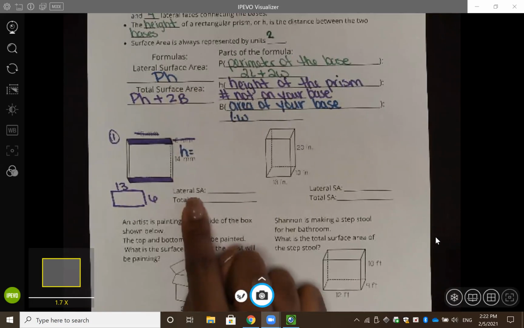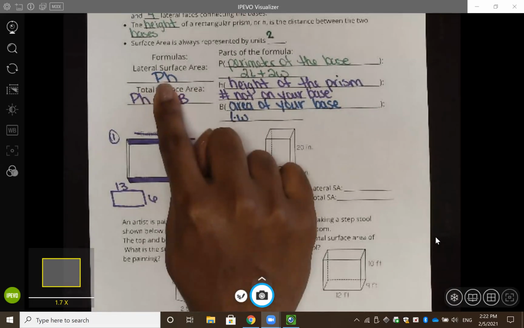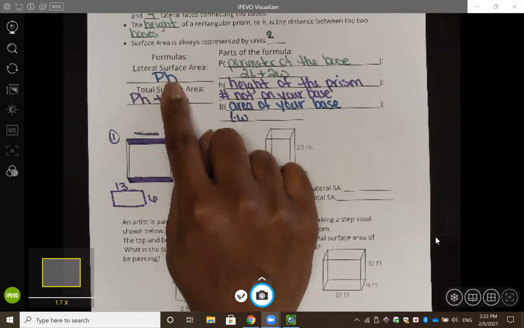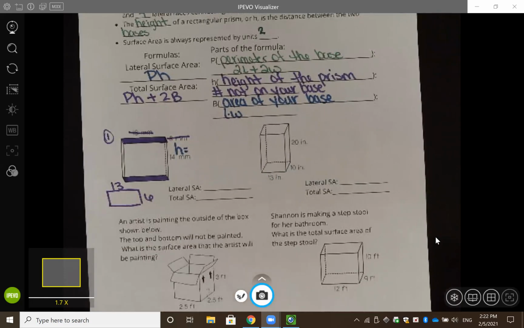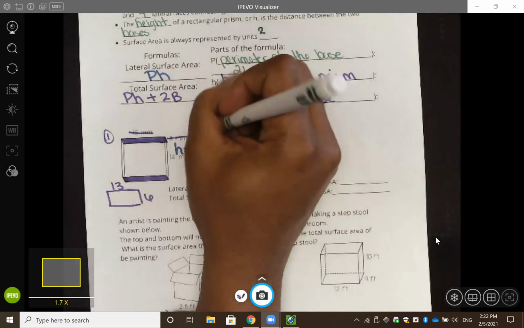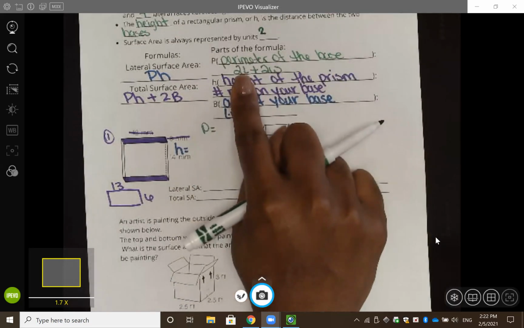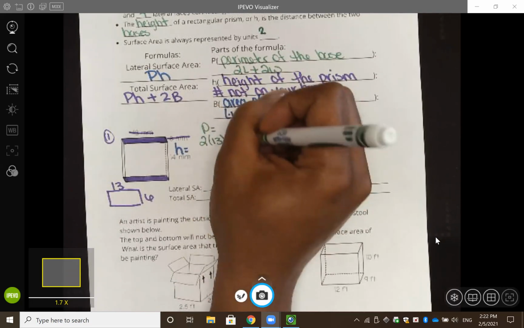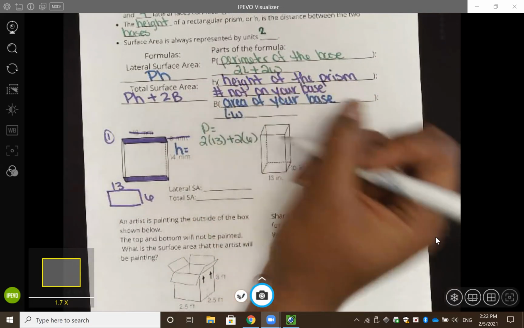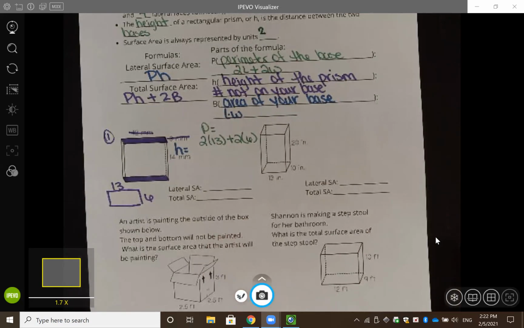So now let's solve for lateral surface area. Remember, lateral surface area is perimeter times height. In order to find a perimeter, you add the four sides of your base. So your perimeter equals, we put the formula right here, 2 lengths, so 2 times 13, plus 2 widths, 2 times 6. In my calculator, I am going to put 2 times 13 plus 2 times 6, and I got 38.